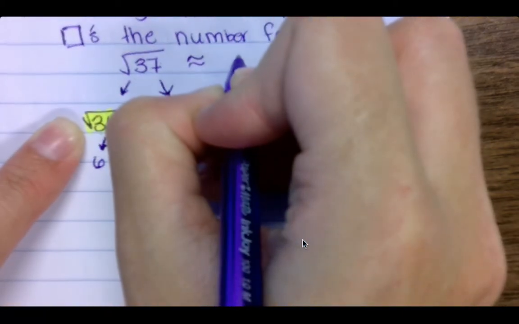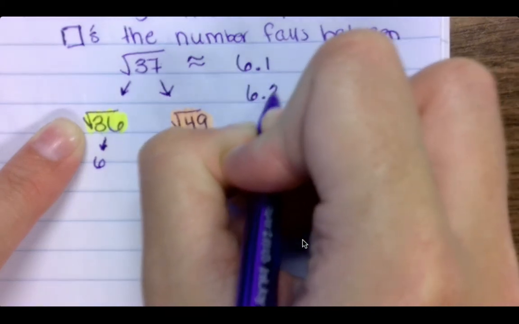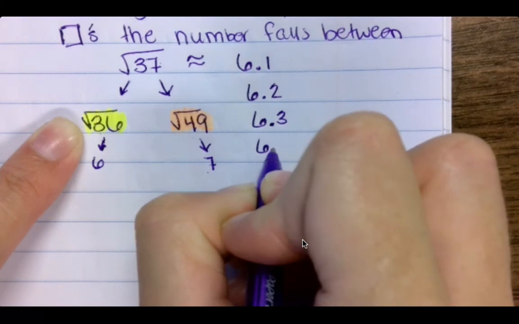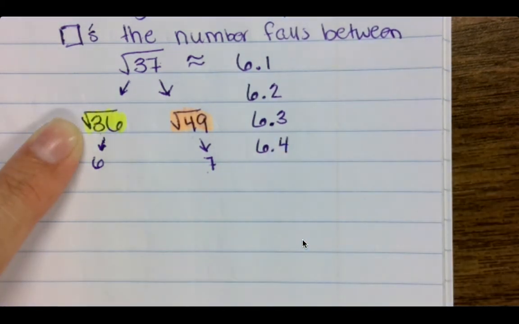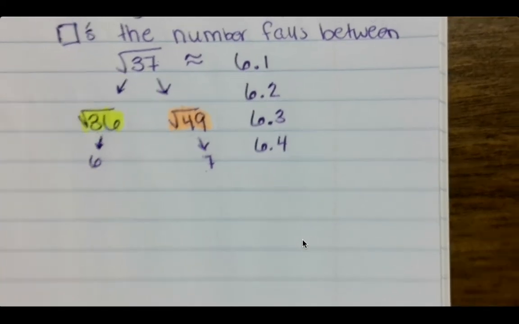So it's going to be somewhere in the 6.1, 6.2, 6.3, 6.4 range. All right? So that leads me into step number 2.